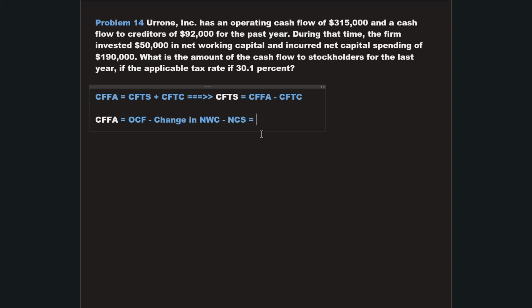So let's go ahead and calculate it. OCF is 315,000, minus change in net working capital, which is $50,000, and minus net capital spending, which is $190,000.